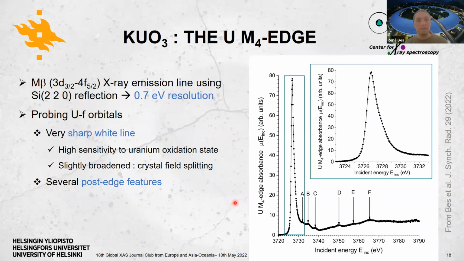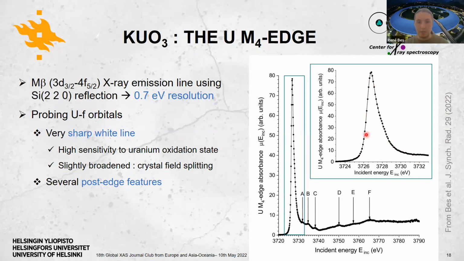The last edge we were measuring is the uranium M4 edge. Here you have the overall edge with a very sharp white line, because we were able to reach 0.5 electron volt resolution by measuring the N beta emission line, so the broadening comes essentially from the 4F electrons.